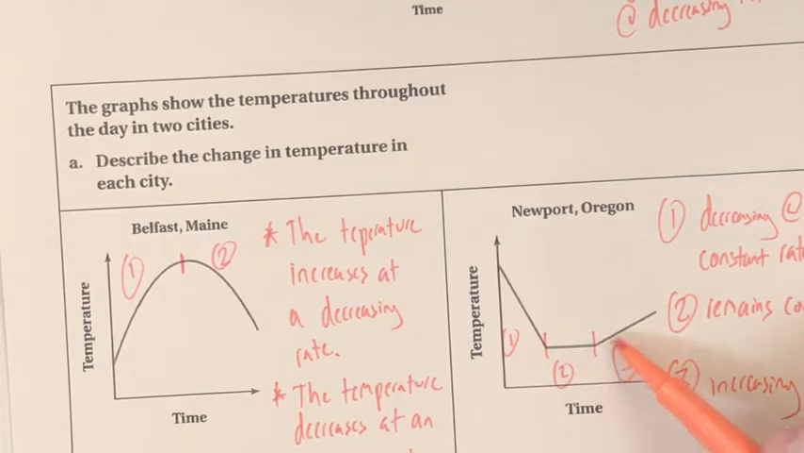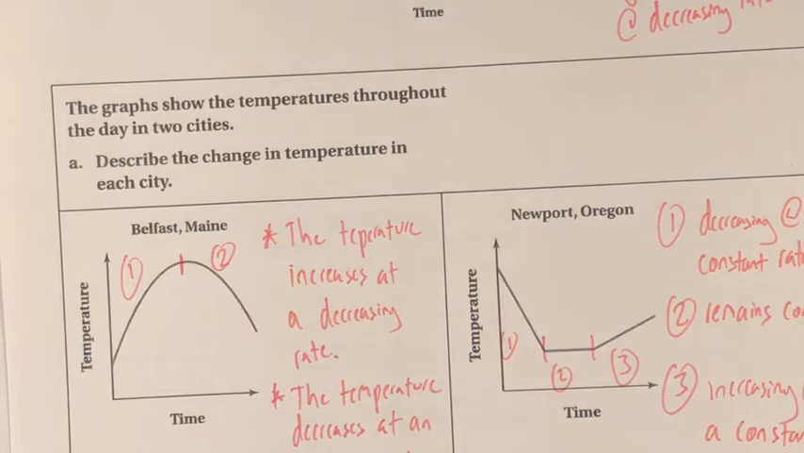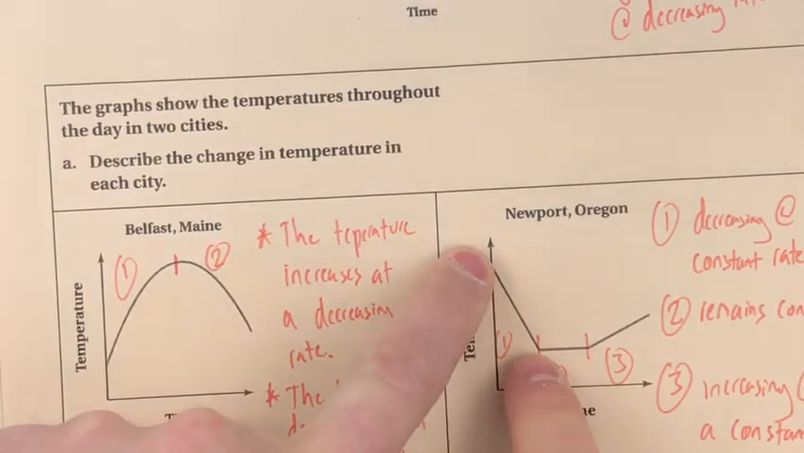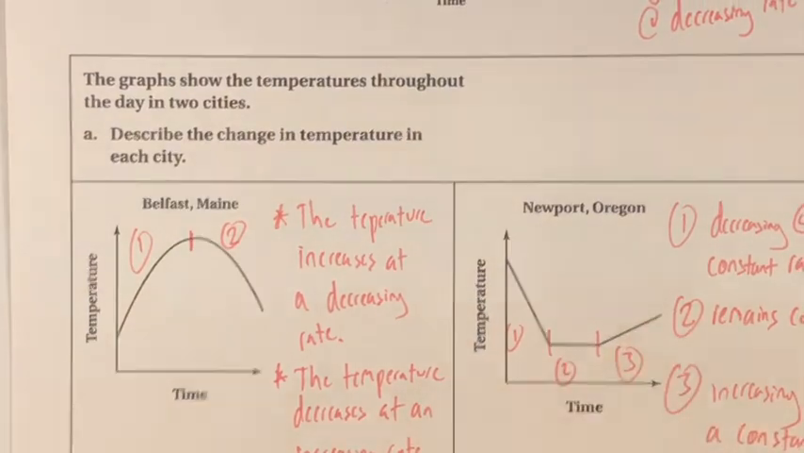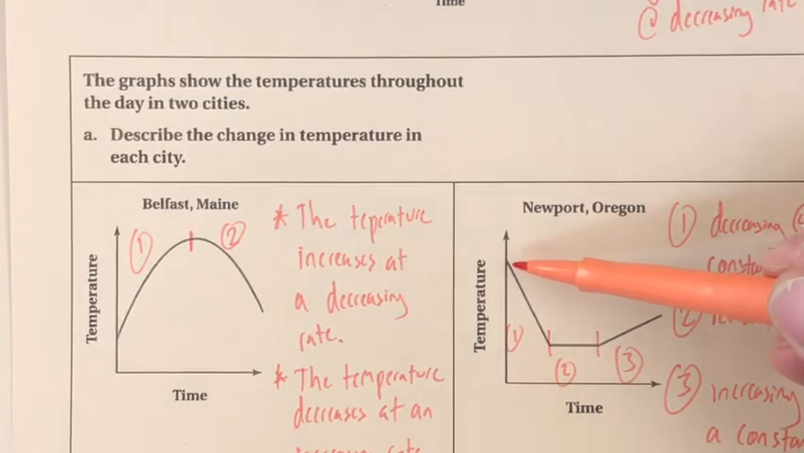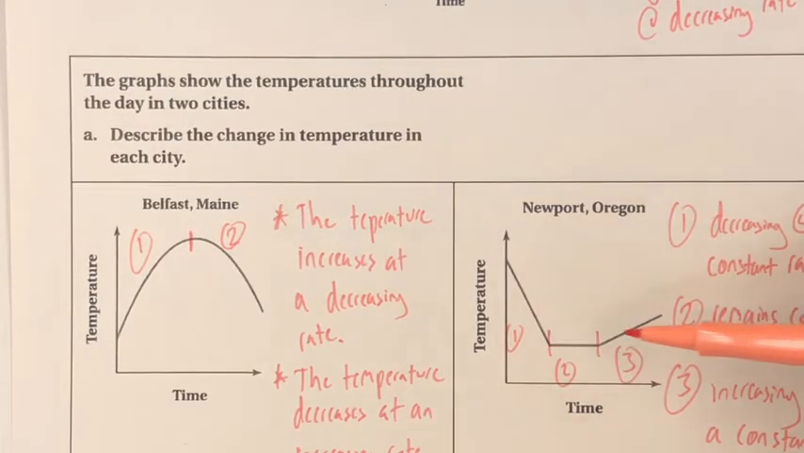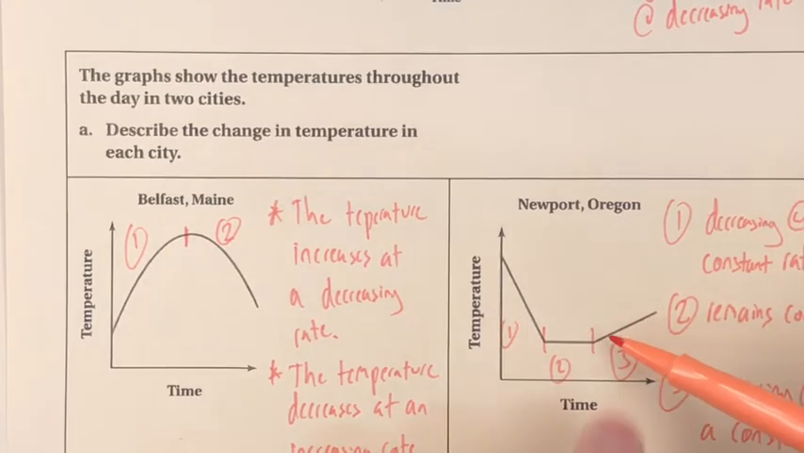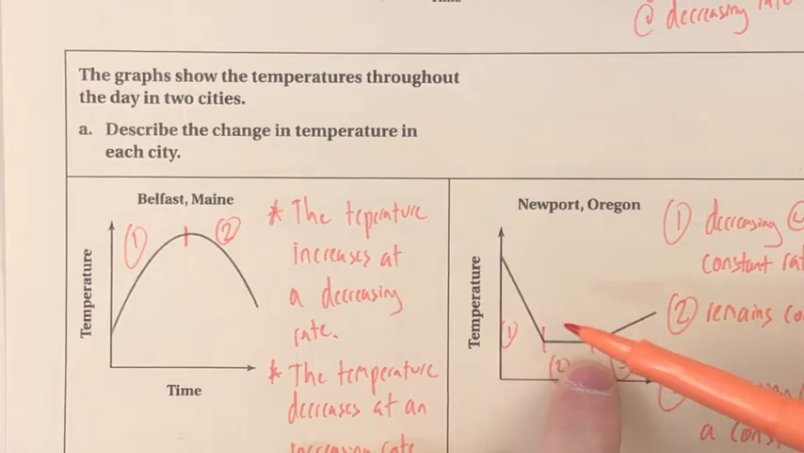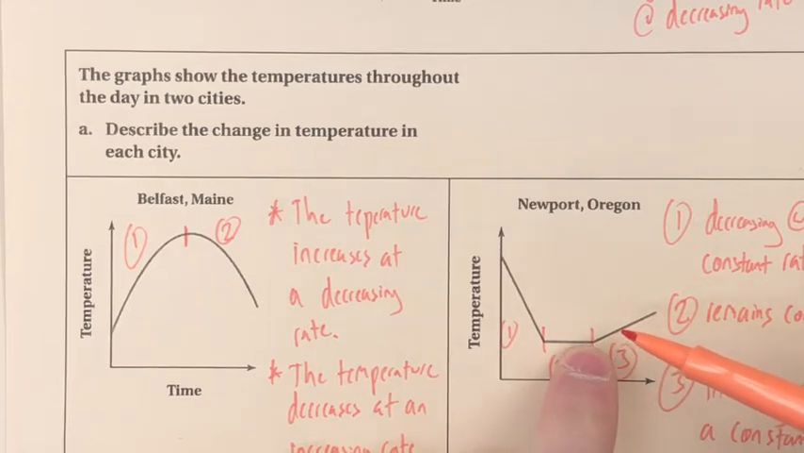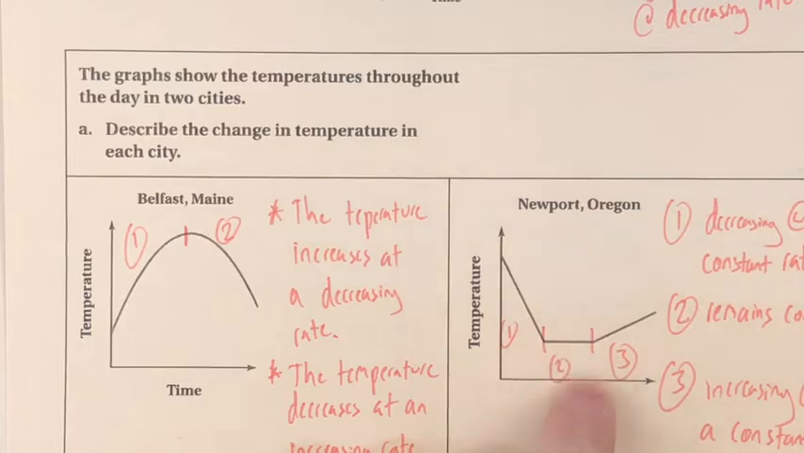And this line is also straight, so it's increasing at a constant rate. Now, the one thing I would point out is this line is definitely steeper than this line, which tells me that the temperature is dropping quite fast here, as opposed to here where this line is kind of flat, so the temperature is not increasing as much over time. I might say this is increasing slowly at a constant rate, okay?